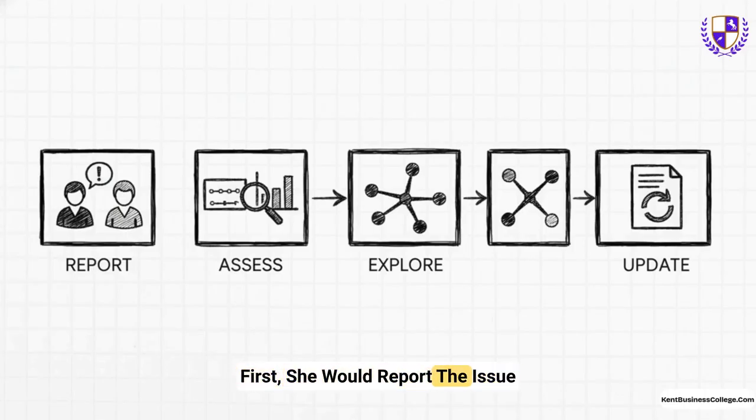First, she would report the issue to her project manager. Then they would assess the impact. Then they'd explore their options. And finally, and this is the critical part, she would update the plan. That shows real maturity and a deep understanding of the process.